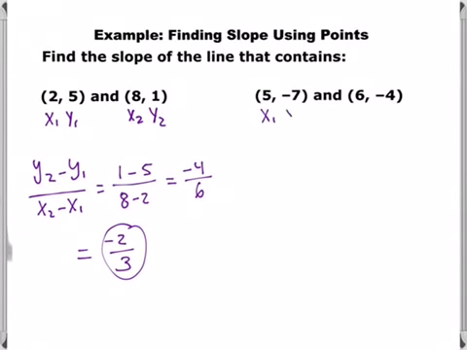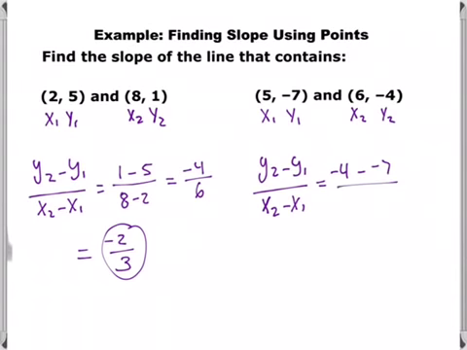So we'll let 5 be x1, -7 be y1, 6 be x2, and -4 be y2. And so we set up our slope formula. And in this case, we're going to take -4 minus a -7 over 6 minus 5. Well, -4 minus a -7, well, remember, minus a negative is like adding the opposite. So that ends up being +3. And then 6 minus 5 is 1. So your slope here is just 3.